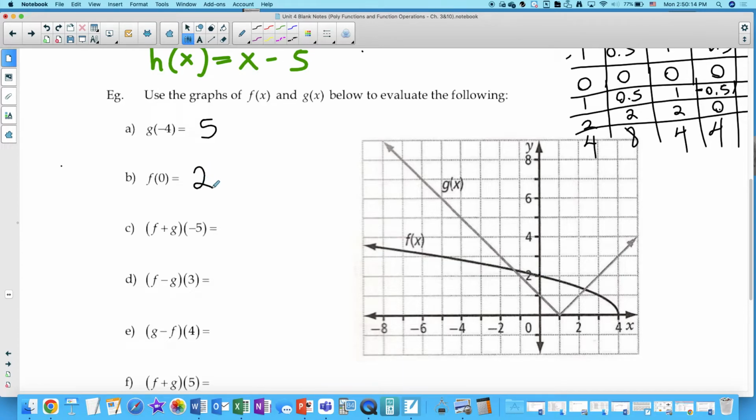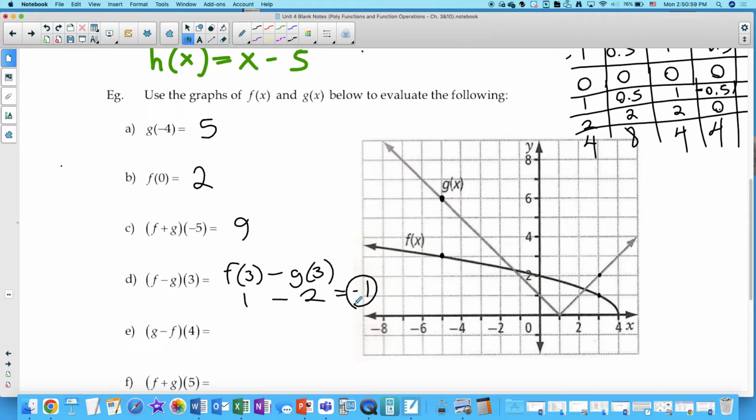F plus g of -5. Yeah, I find the addition ones easier to do in my head than the subtraction, because I think I'm just less likely to make mistakes. But essentially, we're just adding the two y values, right? So one of them is at 3, and the other one is at 6. So this is going to be 9. Okay, f minus g of 3. So yeah, like f of 3 minus g of 3. So f of 3 is 1. G of 3 is 2. So 1 minus 2, that's -1.